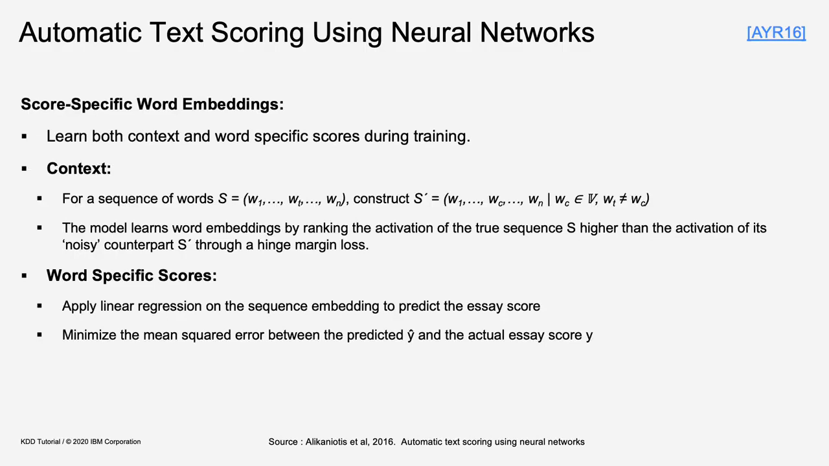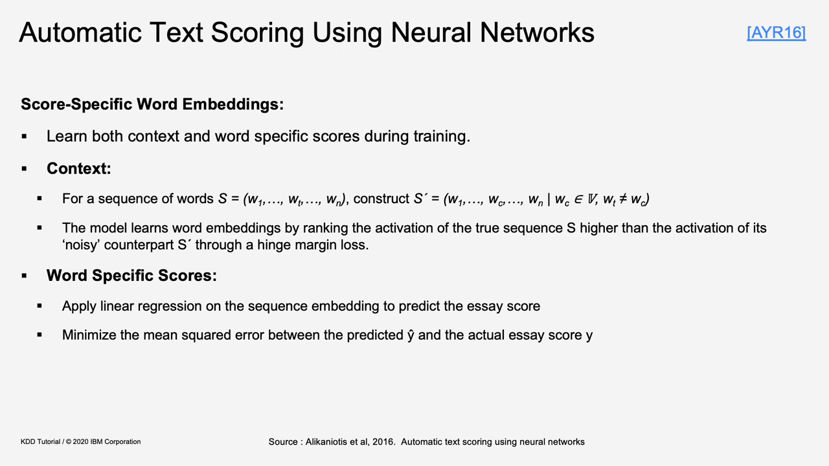For the proposed score-specific word embeddings, the objective is to learn both the context and the word-specific scores for the embeddings. For learning context, they consider a sequence of words S equal to w1, w2, wp up to wn, and construct the corresponding noisy set S prime by only replacing the center token wt with a random token wc from the vocabulary V. The model then learns word embeddings by ranking the activation of the true sequence S higher than the activation of its noisy counterpart S prime through a hinge margin loss, thus emphasizing the local context of the center word in the true sequences.